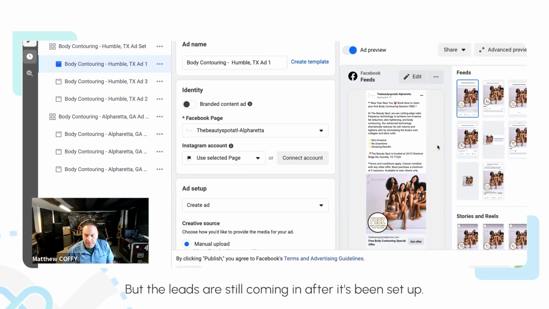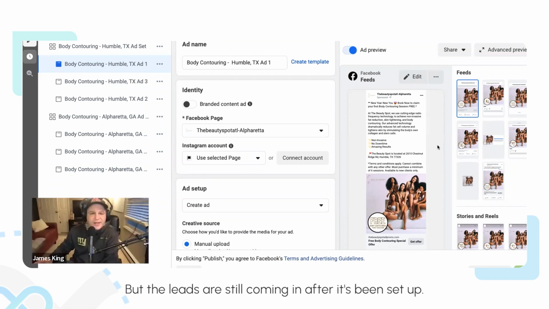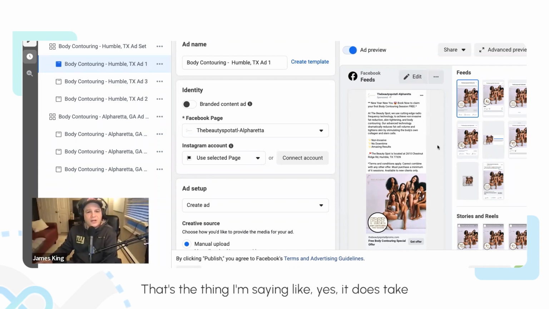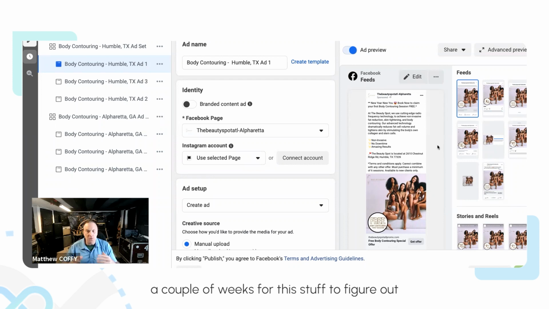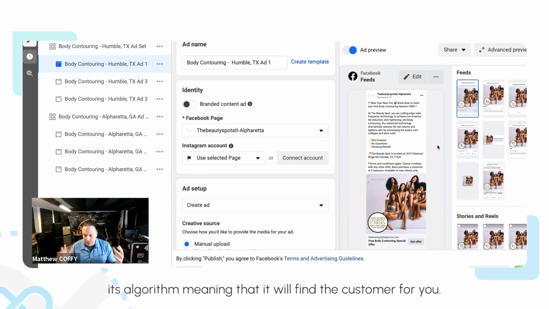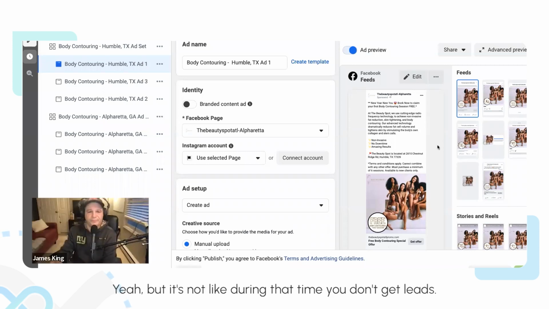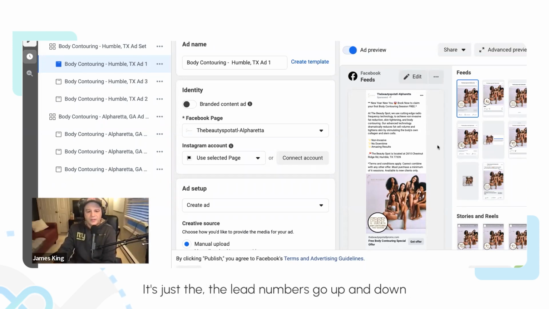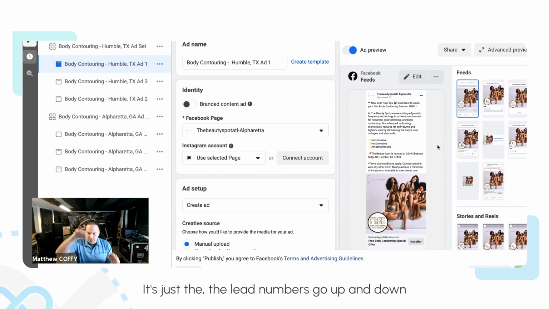Like I said, you're not drafting off a major brand. The leads are still coming in. Yes, they come in after it's been set up. That's the thing I'm saying. Yes, it does take a couple of weeks for the algorithm to figure out, meaning that it will find the customer for you. But it's not like during that time you don't get leads. It's just that the lead numbers go up and down until we find the right parallel.